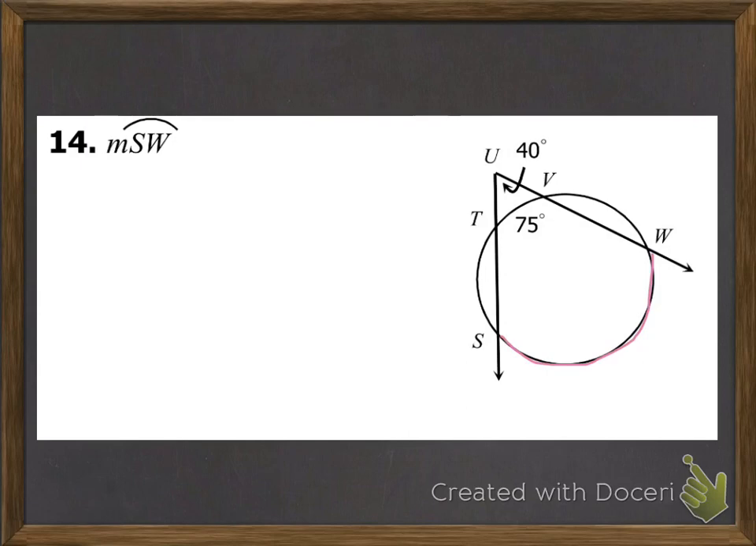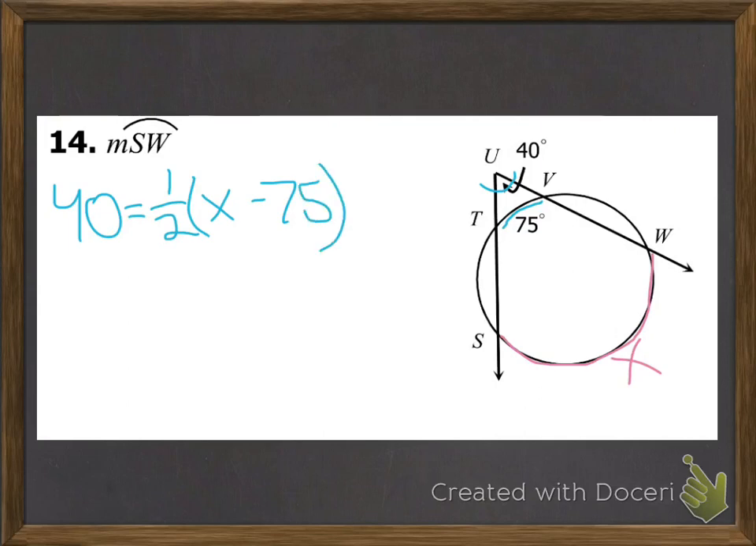which is the bigger of the intercepted arcs. So the way we're going to do this is we're actually going to make an equation here, because they give us the angle, and we also have the measure of the smaller arc. So we're going to set it up as 40 equals 1/2 times, and since it's the bigger arc, I'm going to go ahead and call it x, since that's what we're trying to find. And it's going to be x minus 75. Okay?